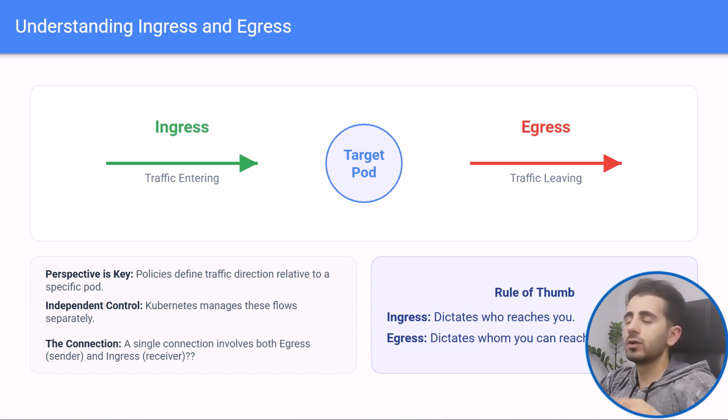Now let's talk about ingress versus egress. Ingress means traffic coming into a pod. Egress means traffic leaving a pod. Same connection, two perspectives. For example, let's assume front-end sends a request to the backend. And here, this packet is egress. These network packets are egress for the front-end and ingress to the backend. This distinction is important because network policies can control each direction independently.